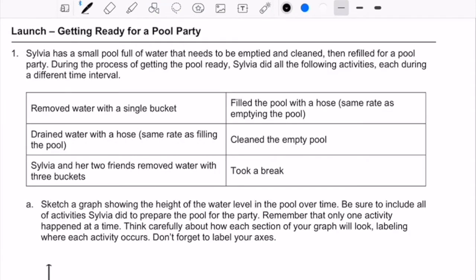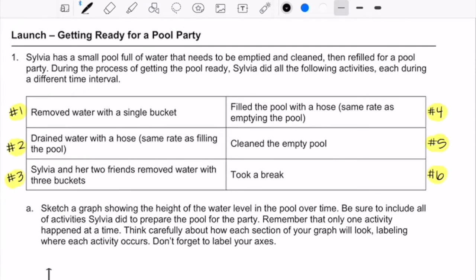So for the launch today, we're looking at a word problem. Our job is going to be to create a graph that represents what's happening in this problem. Sylvia has a small pool full of water. It needs to be emptied and cleaned and then refilled. And so here are 6 tasks that need to be completed as a part of this process. Let's go through and number them 1 through 6.